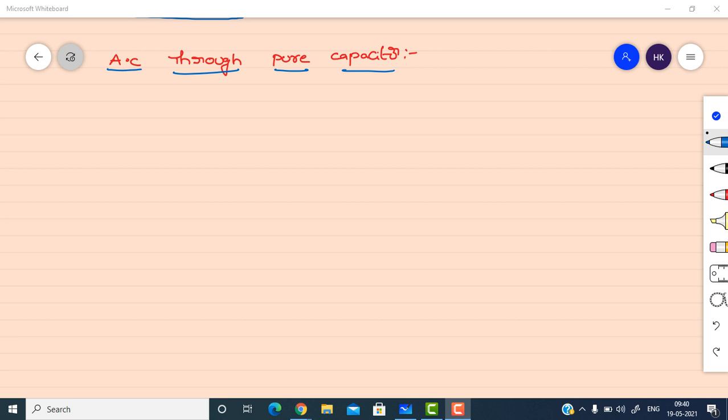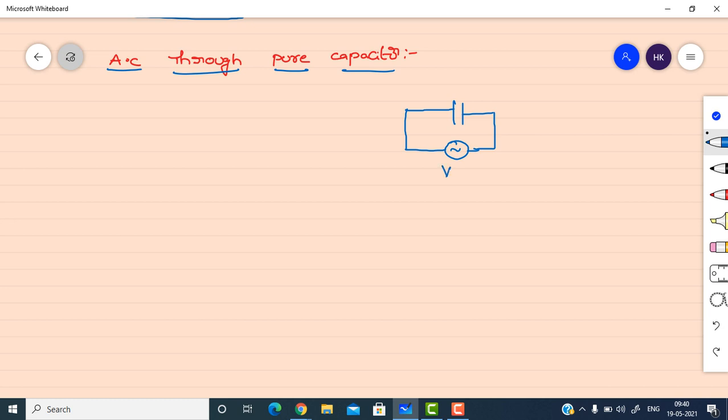So AC through pure capacitor, I will take a capacitor and I am giving alternating voltage to this capacitor. See, these phasor diagrams concept or phasors concept will be in alternating quantities only. In case of DC, this phase concept will not be there. For a waveform only, this phase concept will be there.